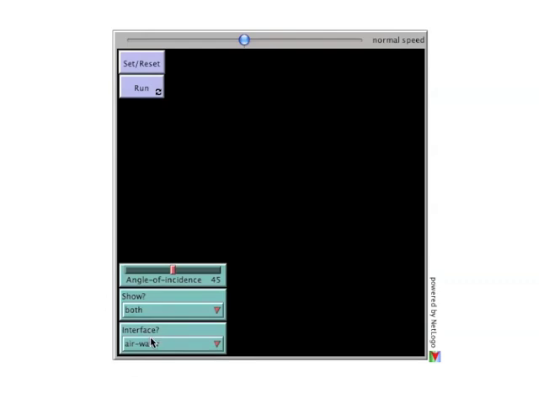The Interface selector allows the user to change the interface encountered by the light ray. Interface options are light traveling from air into water, from water into air, and air into a diamond. Let's hit the Set Reset button to get going.